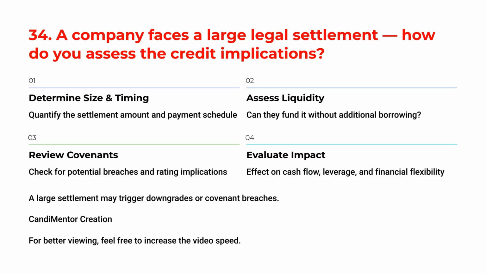A company faces a large legal settlement. How do you assess the credit implications? First, determine the size and timing of payments. Next, assess liquidity. Can they fund it without additional borrowing? Then review covenants and ratings implications. A large settlement may trigger downgrades or covenant breaches. You consider how the settlement affects cash flow, leverage, and overall financial flexibility.